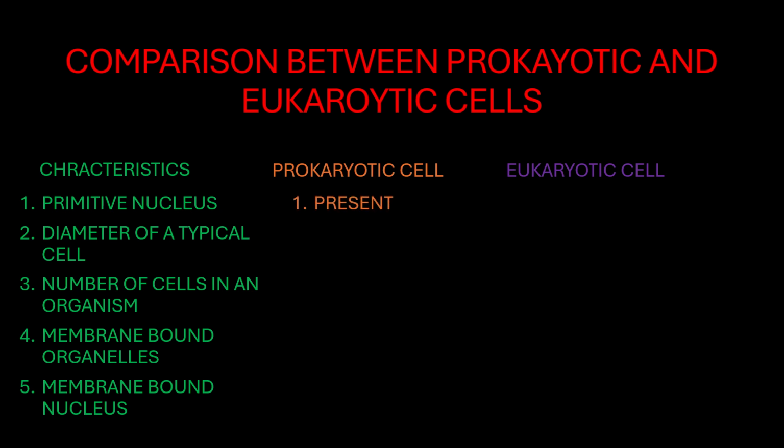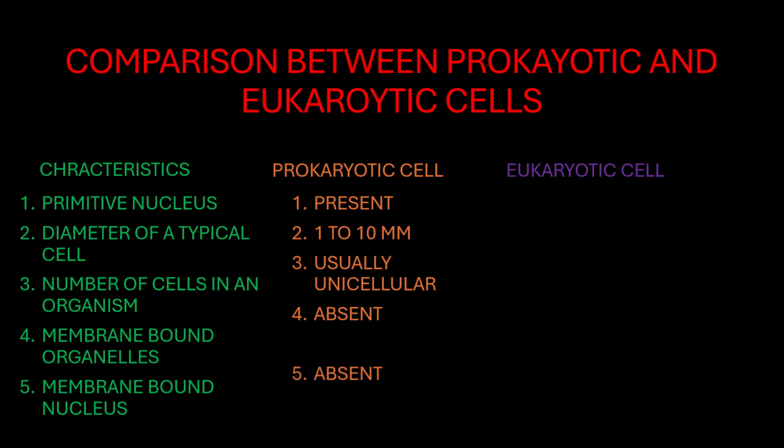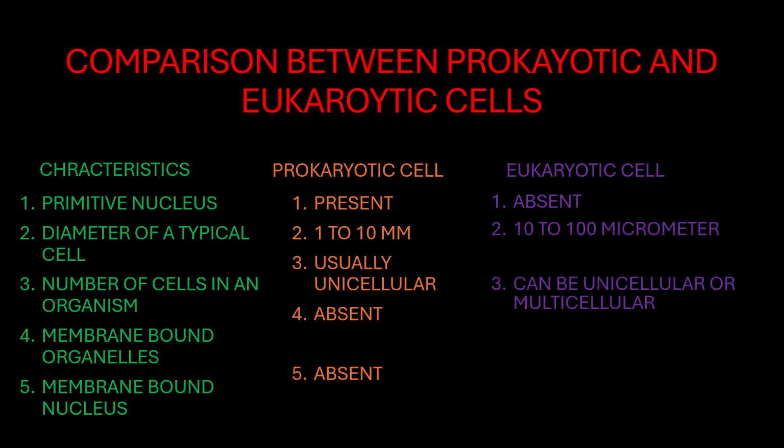In the prokaryotic cells, primitive nucleus is present. Diameter is 1 to 10 micrometer. It is usually unicellular. Membrane-bound organelles and nucleus are absent. In the eukaryotic cells, primitive nucleus is absent. Diameter is 10 to 100 micrometer. Number of cells, it can be unicellular or it can be multicellular. Membrane-bound organelles and membrane-bound nucleus are present.